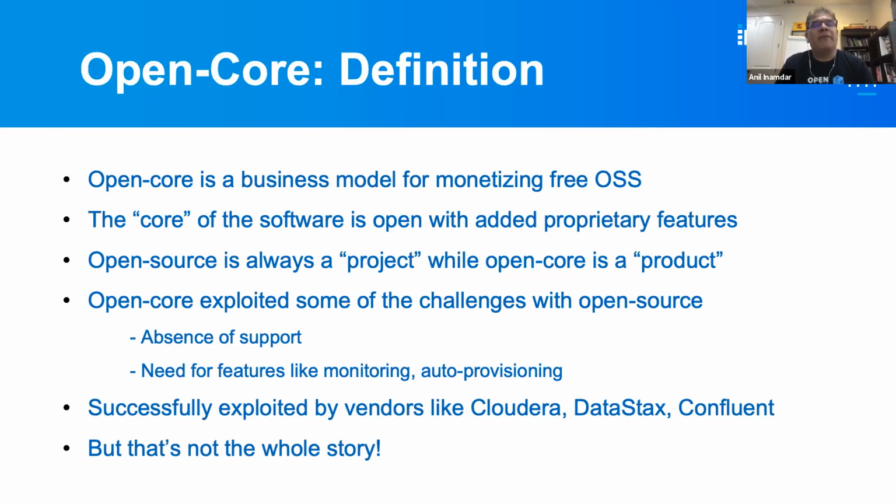The core of the software is open, but a vendor can add proprietary features and charge licensing fees for that. Open source is always a project, while open core could be a product. Open core exploited some of the challenges with open source, most prominently the absence of support or the need for additional features like monitoring, backup, restore, or auto provisioning. This open core model has been exploited very successfully by vendors like Cloudera, DataStax, and Confluent. But that's not the whole story, and one of the reasons for this presentation is to highlight some of the caveats.